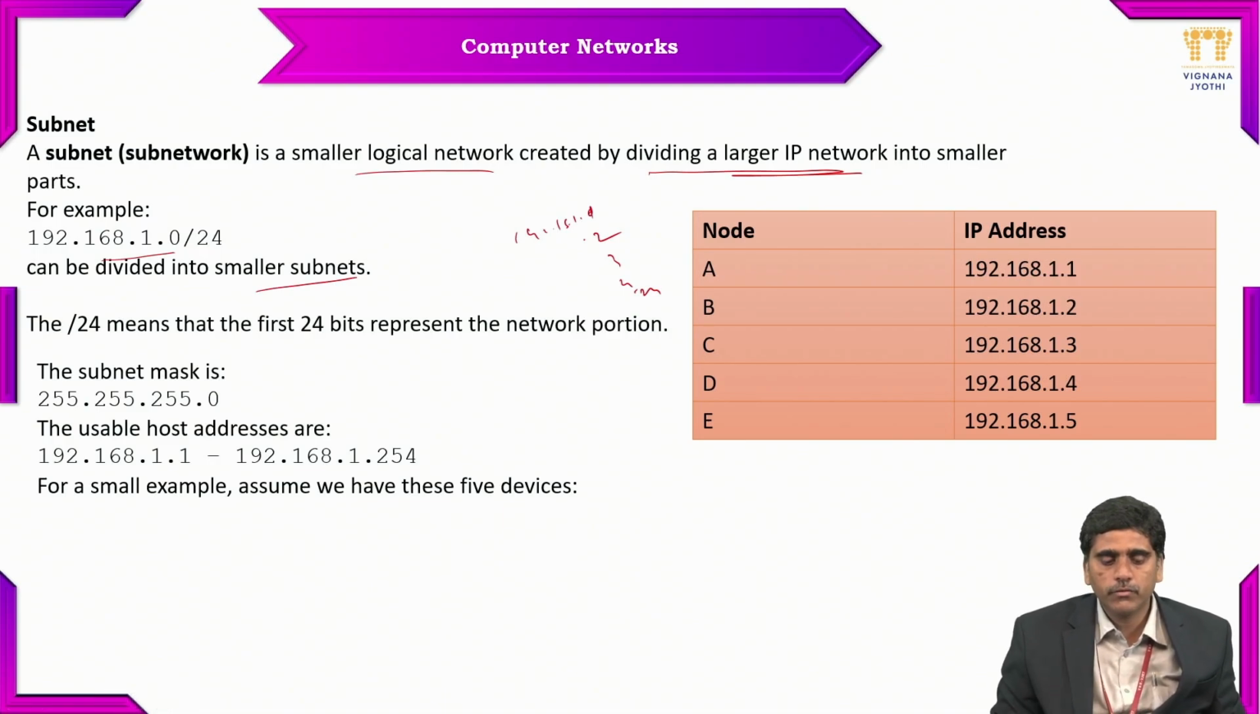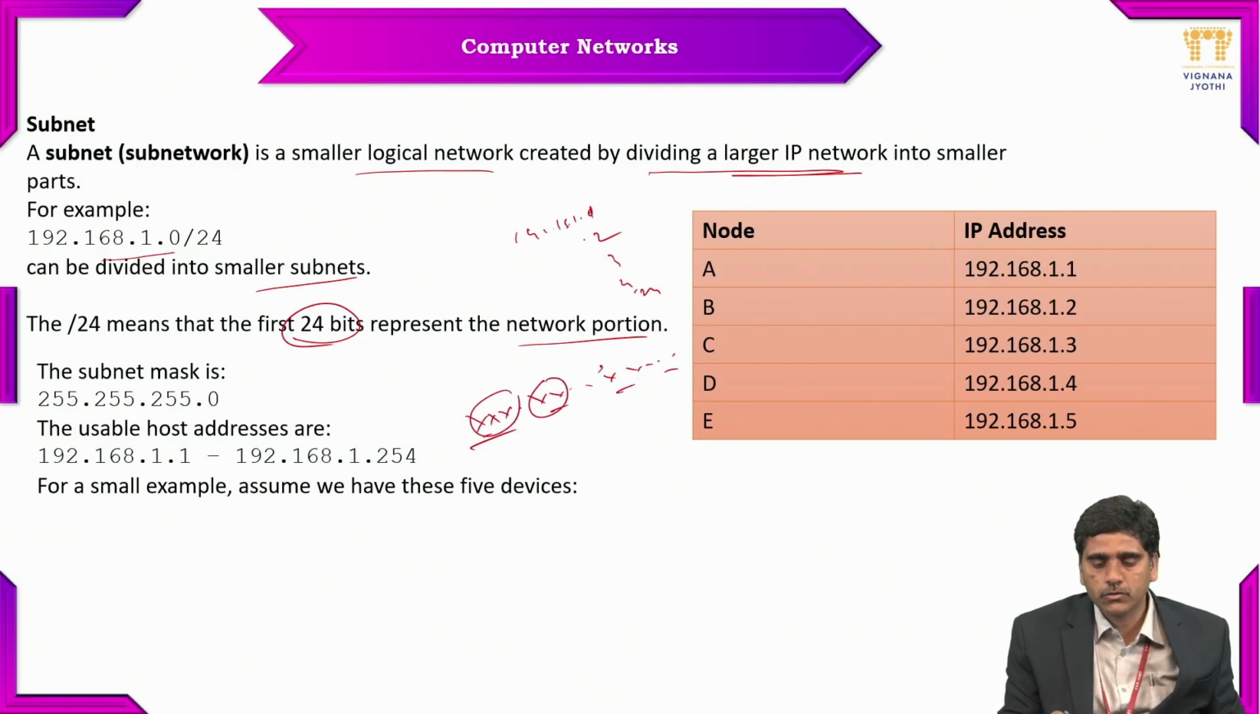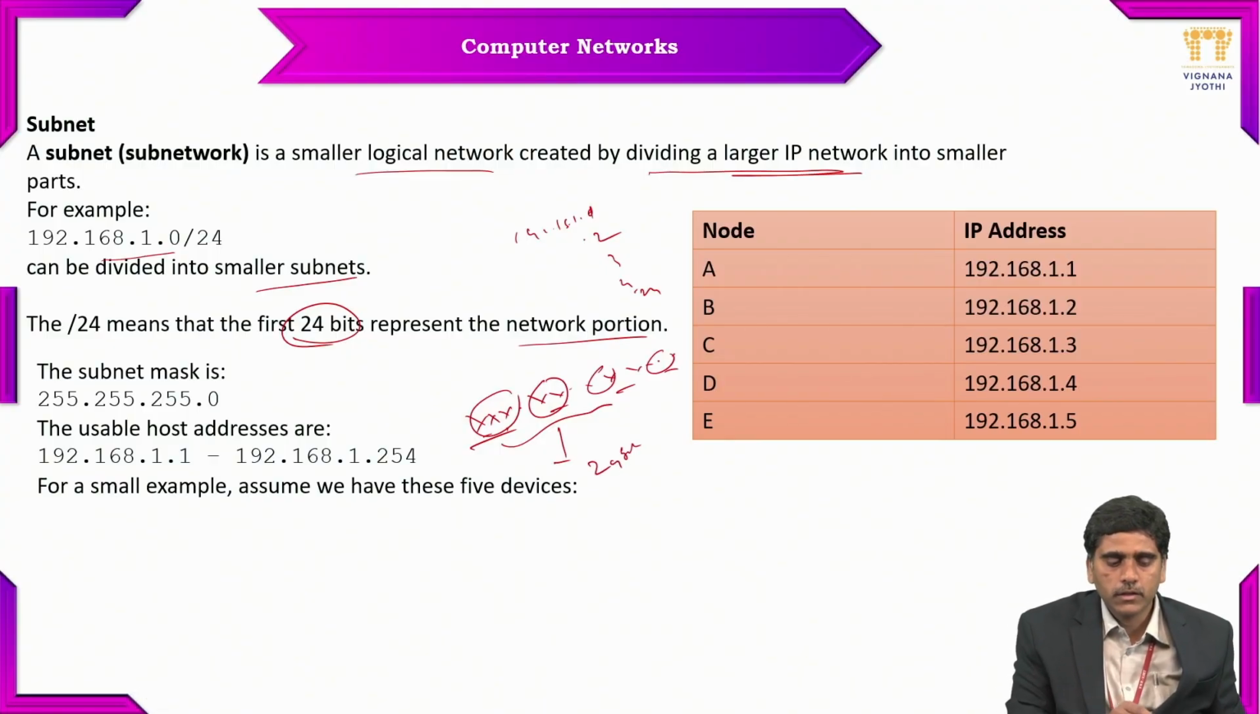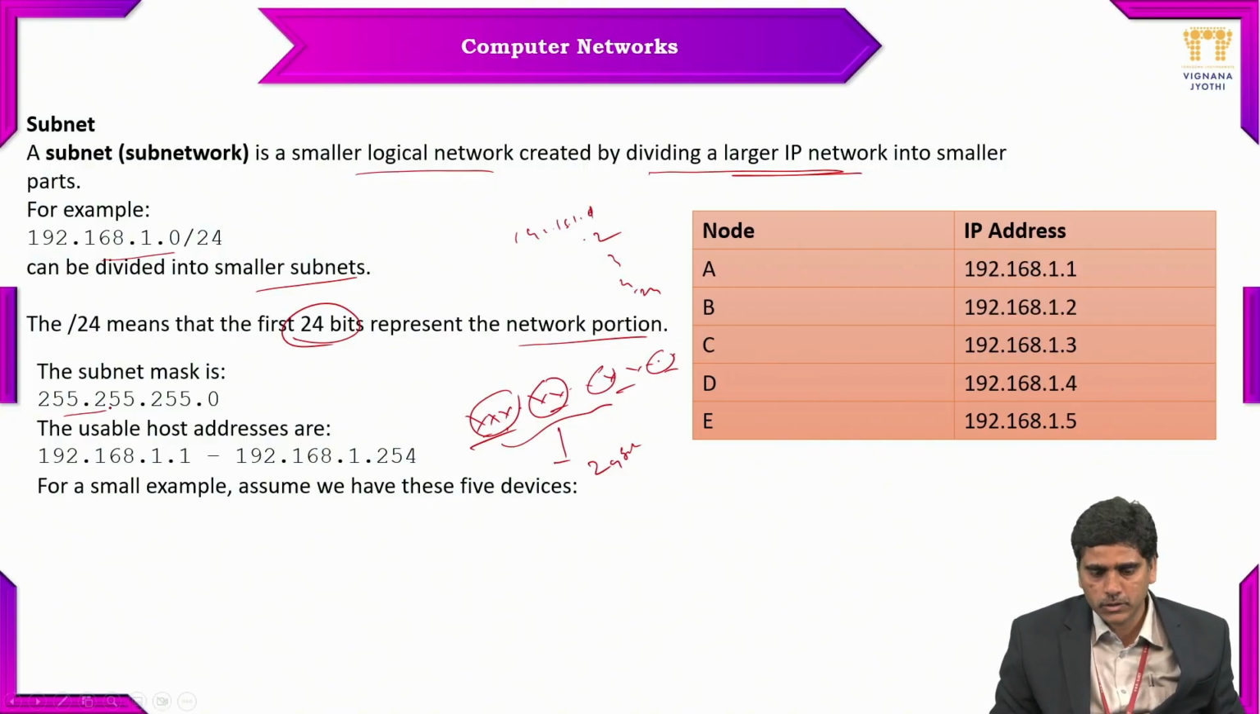That /24 means that the first 24 bits are representing the network portion. So x.x.x.x, each and every portion is called an octet, and the first 3 octets are representing the 24 bits. The subnet mask is 255.255.255.0 because it represents the first 24 bits, or the network portion.